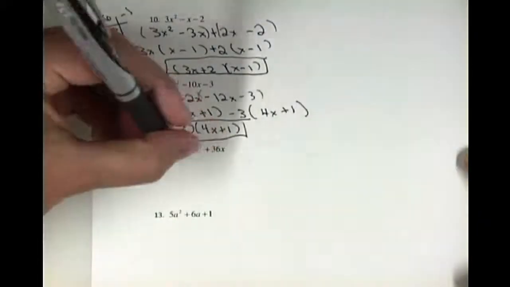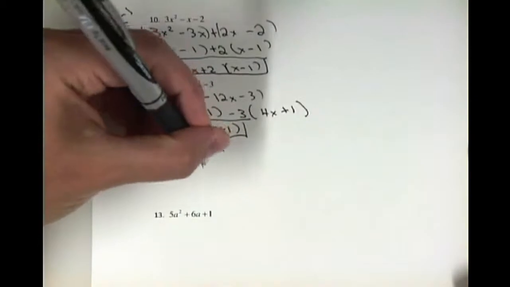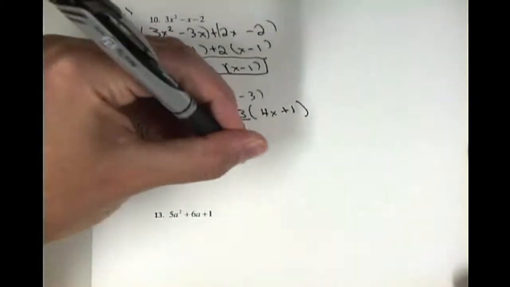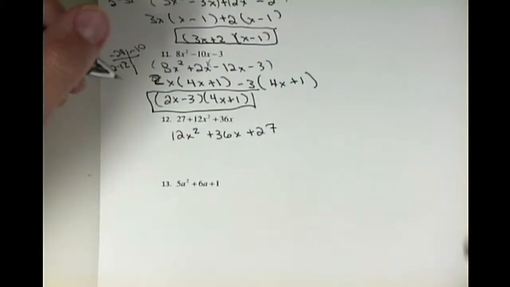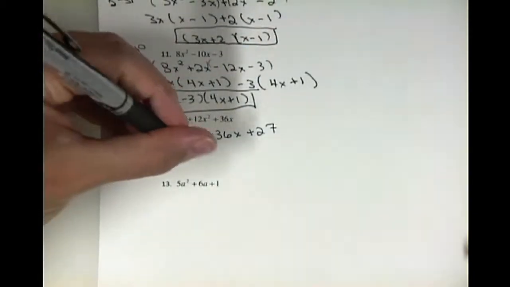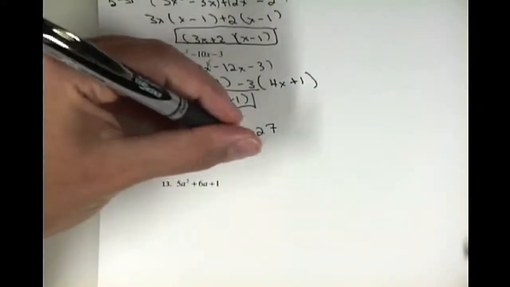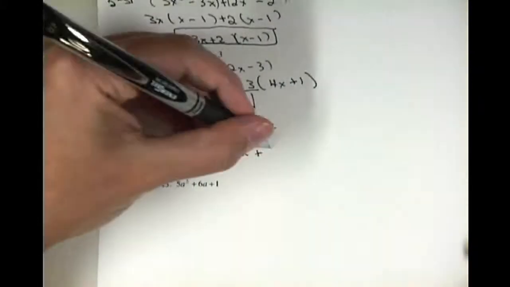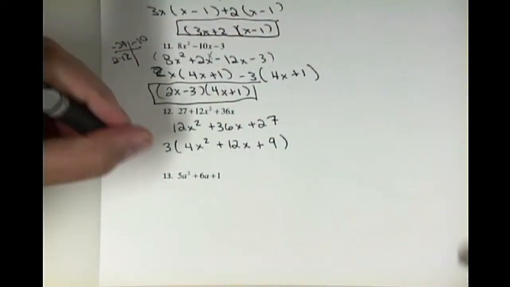Next one's a little bit out of order, so let's write it in descending order to make our lives easier. 12x squared plus 36x plus 27. These are big numbers, so I bet that we could factor out something, and that might help make our lives easier. Definitely can take out a 3. We'd have 4x squared plus 12x plus, what is that, 9?